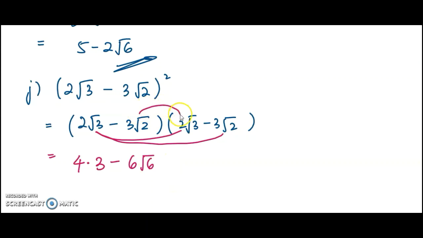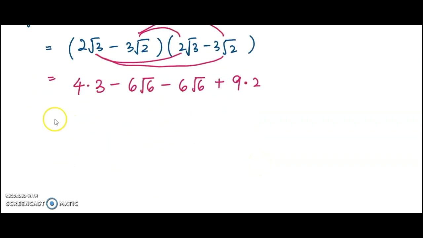Alright, for the third term, the same thing, similar to the second term. Negative multiplied by positive, you got a negative. 3 multiplied by 2, that will be 6. Surd 3 multiplied by surd 2, we got the surd of 6. Lastly, negative multiplied by negative, you got positive. 3 multiplied by 3, 9. Surd 2 multiplied by surd 2, you got 2. So this is the way we expand.